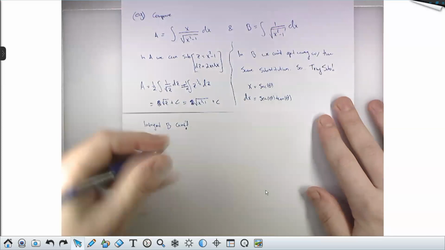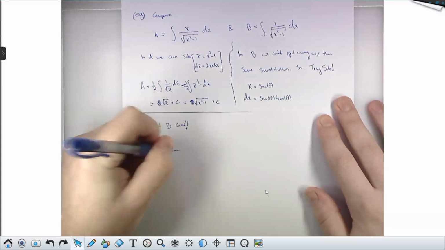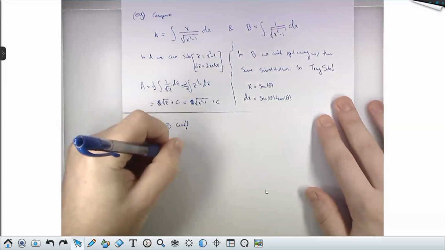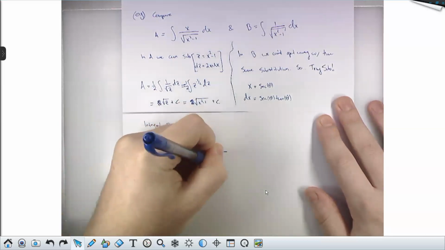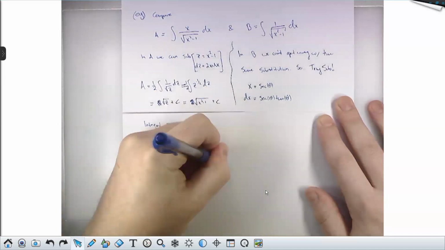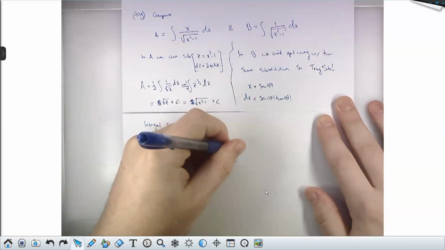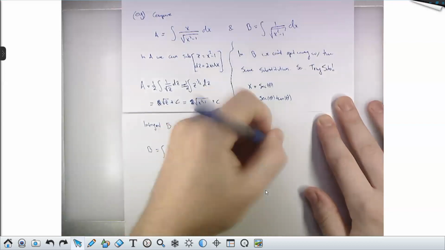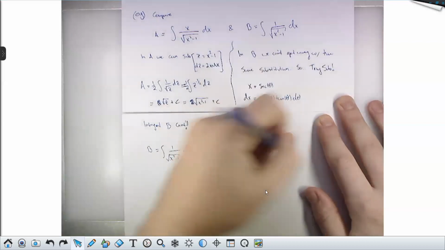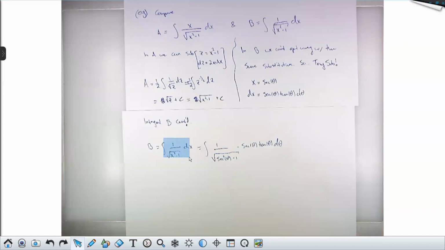So since x is secant theta, the integral b, I'll copy it down here, is 1 over the square root of x squared minus 1 dx, becomes the integral of 1 over the square root of secant squared theta, that's x squared, minus 1, times secant theta tangent theta, and there should be a d theta here, I'm sorry, d theta. So is everybody seeing how this integral becomes this integral under this substitution?